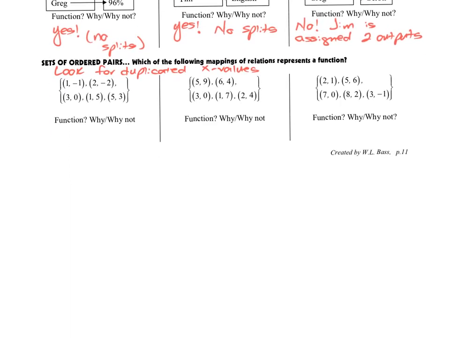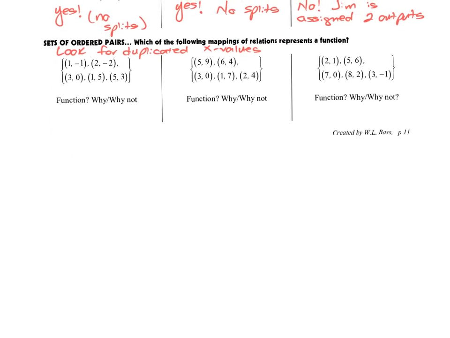So down here, if we're given ordered pairs, we just have to look for anywhere that we would have duplicated x values. So I see that I've got my 1, and I see that I have 1 in two different places on this. So I've got this one, and I have this one, and that's two different y values that I'm getting. So this is going to be a no. If I plotted that, it would fail the vertical line test. So we can see that 1 is assigned two outputs.